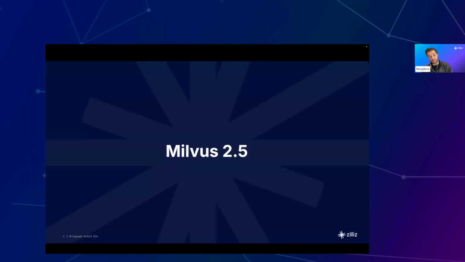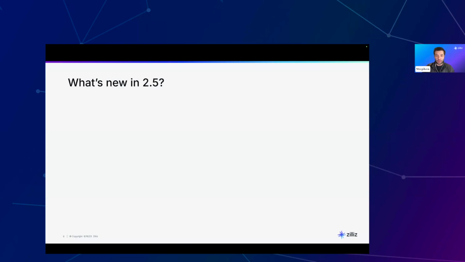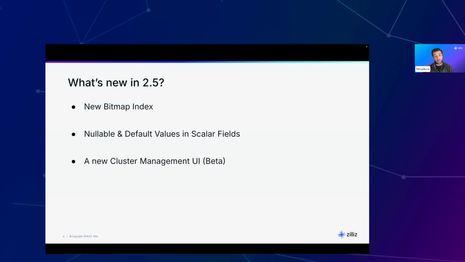But I'm not here to talk about that today. I'm here to talk to you about 2.5. What's new exactly in 2.5? We're releasing a new bitmap index. We're also releasing nullable and default values in scalar fields. We also have a new cluster management UI that is in beta, and full text search. We also have a couple of other things, but I invite you to check out the release notes on milvus.io, where you can find everything.